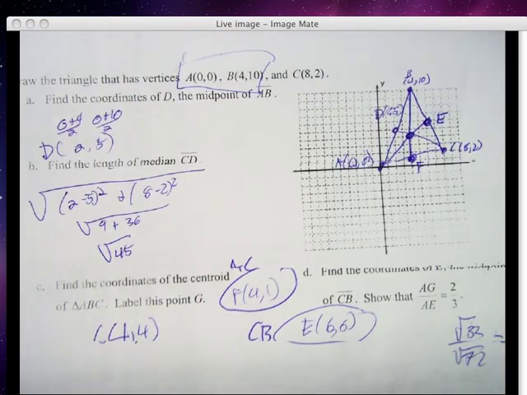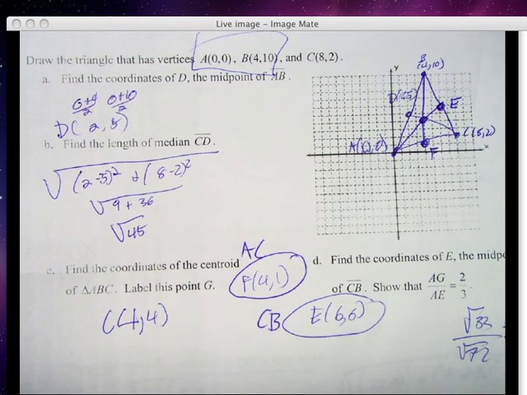Okay? Length, I used the distance formula between C and D. I know C is 8, 2, and D is 2, 5. So I did y2 minus y1 squared plus x2 minus x1 squared, and then found the square root of it. Okay.